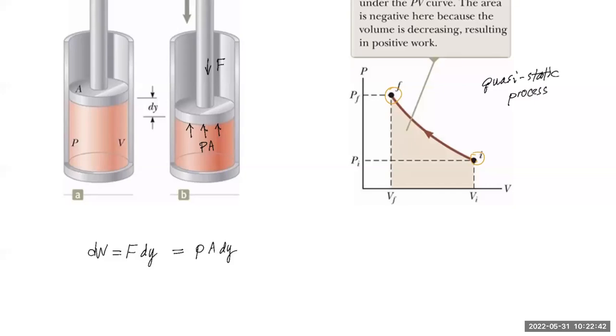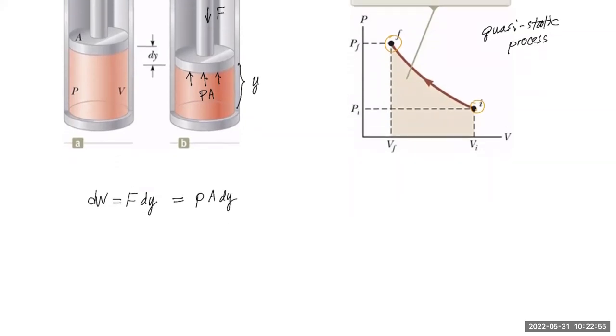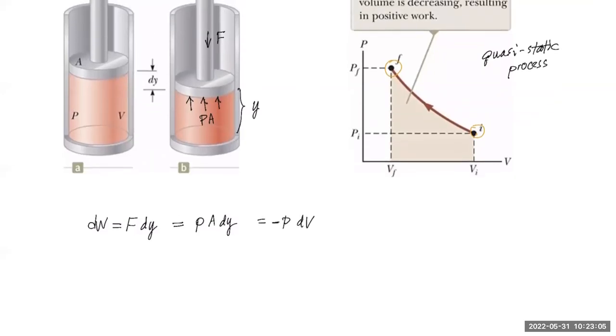Now, y is the height of the gas column inside. So what is A dy? A dy really is the change in the volume. Except, don't forget, you have to attach a negative sign, because you can see clearly in this case the gas is being compressed, the volume actually decreases, right? So dV is actually negative, so be careful about that.